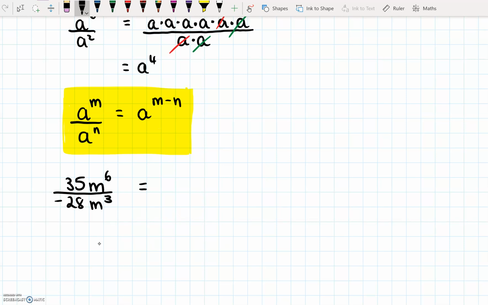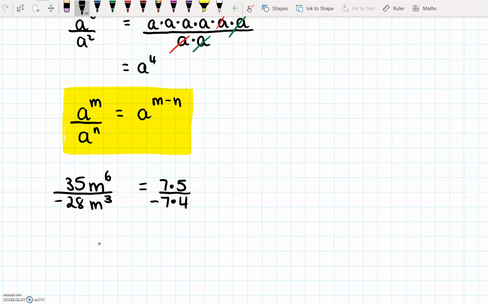So what we're going to do is use that simplifying strategy that we already used in the previous topic. We're going to write 35 and 28, we're going to factorize them, write it as something times something. So 35 and 28, you should be able to see the number they have in common, and that number is 7. So we're going to write 35 as 7 times 5, and minus 28 is going to be minus 7 times 4.